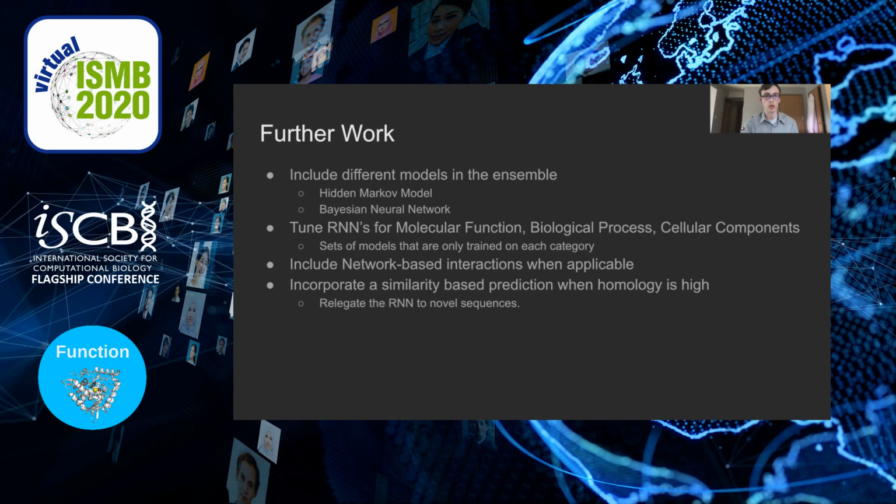We would also like to include network-based interactions as possible. As we can see from the Panzer II results from before, network-based and similarity-based methods are very accurate when homology is high. So if we can include some of the information that is generated from those, we think that would greatly improve our research.